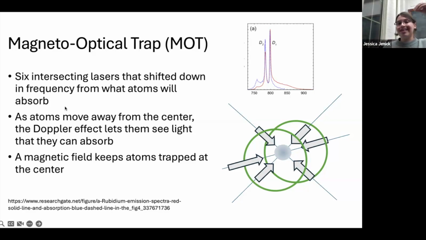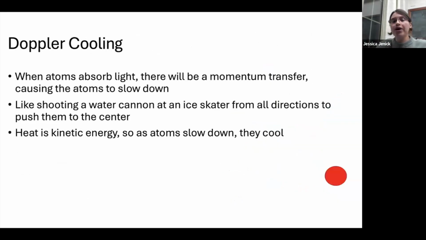Because all of our lasers are slightly shifted down from the necessary frequency, as atoms move away from the center, they will see the light at the frequency they absorb. So only moving atoms will absorb that light. And we use a magnetic field to keep the atoms near the center. So we enter the next slide. When atoms absorb light, we'll have a momentum transfer. Light, as you recall, is also both a particle and a wave, and that momentum transfer causes atoms to slow down. The analogy someone in my group likes to use is like shooting a water cannon at an ice skater to push them into the center of the rink.